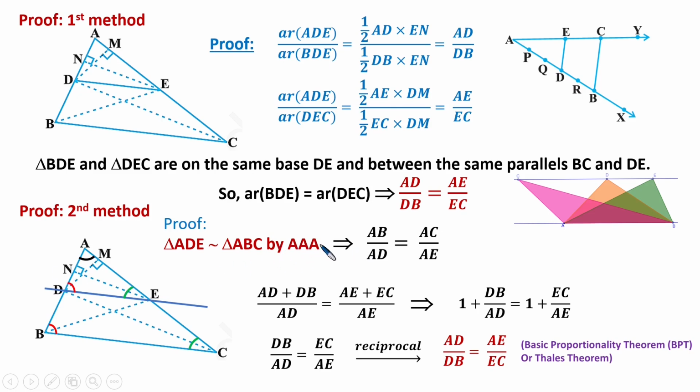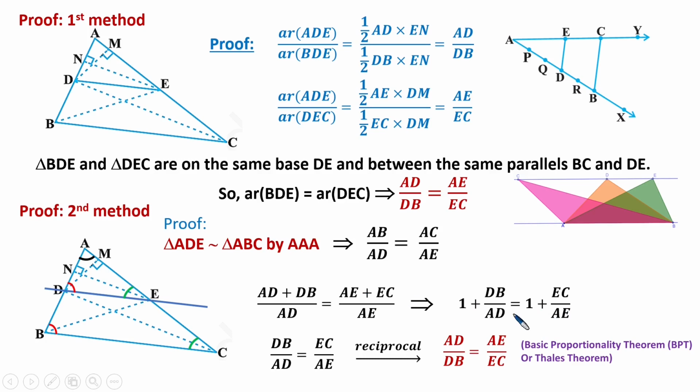So I can write that the ratios of the corresponding sides, that is the big triangle's AB divided by the small triangle's side AD, is equal to the big triangle's AC divided by the corresponding side AE of the small triangle. This is valid, which we have proved in class 9. Now I break AB into AD plus DB, and similarly AC into AE plus EC. So I get 1 plus DB by AD, and 1 plus EC by AE.